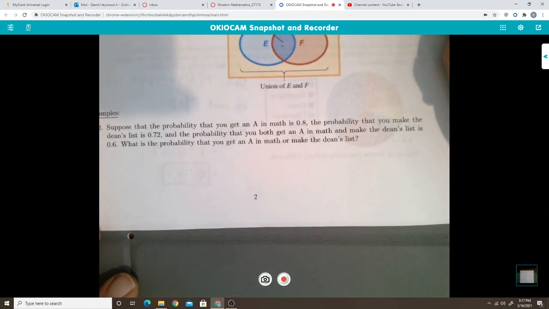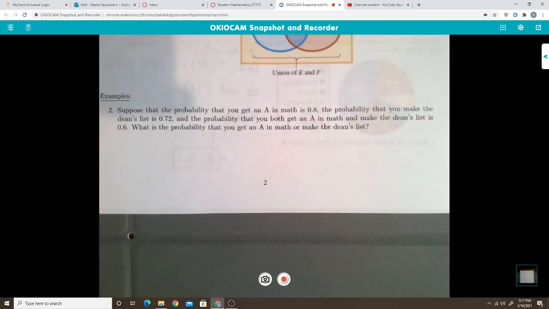Let me give you an example. This one says, suppose that the probability that you get an A in math is 0.8, the probability that you make the dean's list is 0.72, and the probability that you both get an A in math and make the dean's list is 0.6. What is the probability that you get an A in math or make the dean's list?